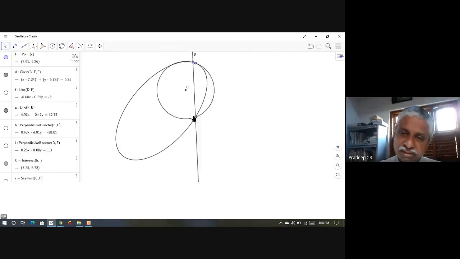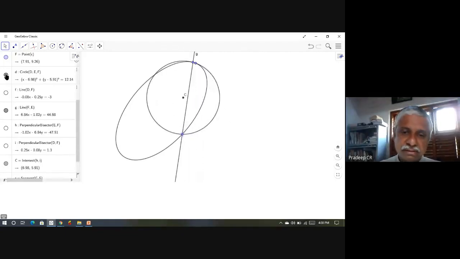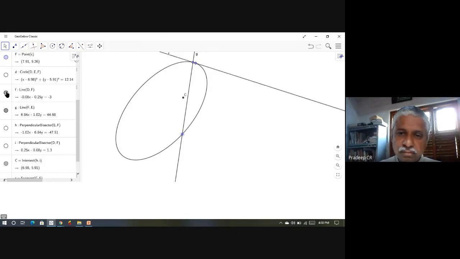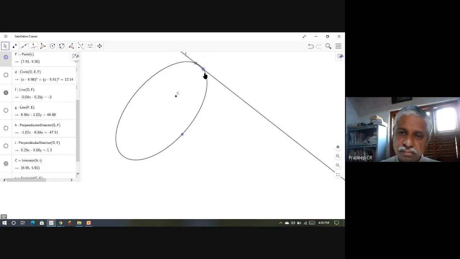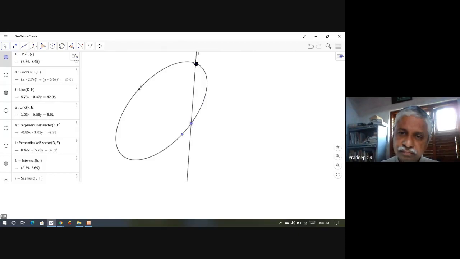Forget about that circle for the time being. Just to recall the whole thing, I'm doing this. Which is the tangent? Oh, this is not the tangent. One minute, I made a mistake. This is the line I want, not this. So if I move this point, you see here, when I move this point, I get the tangent.